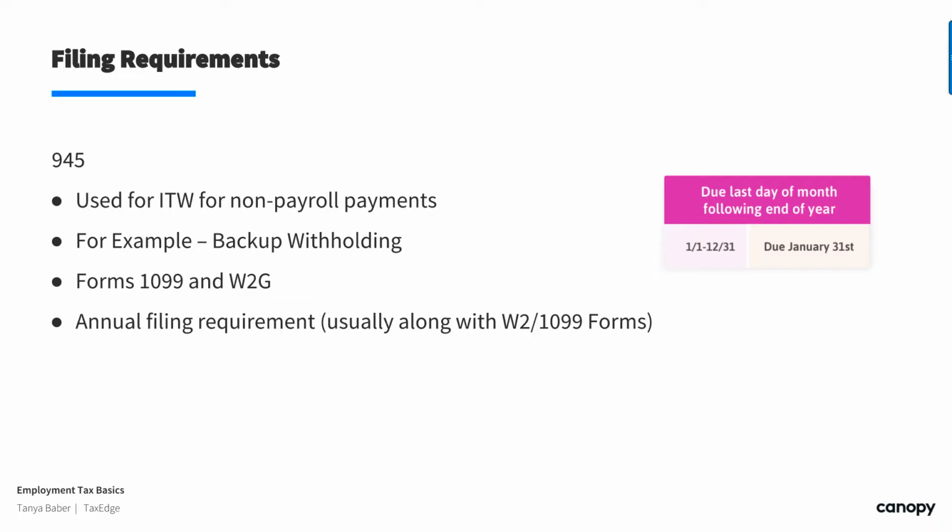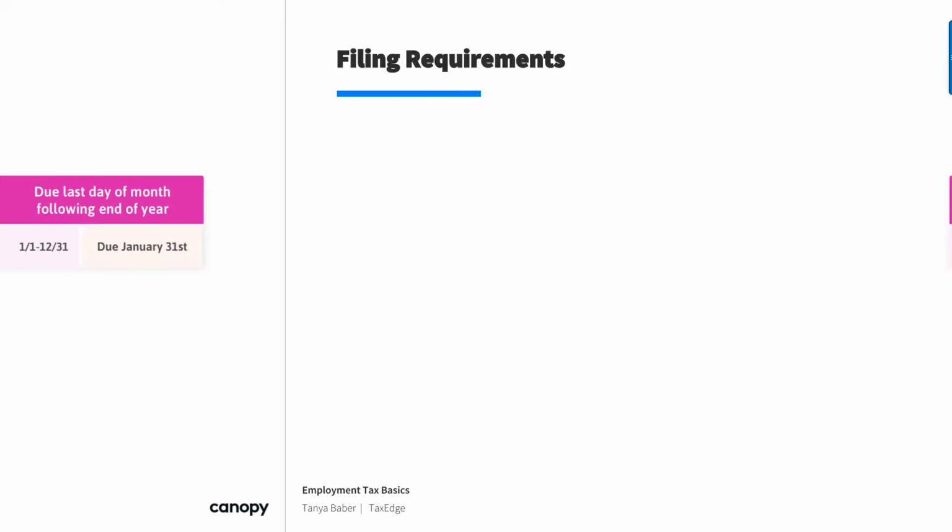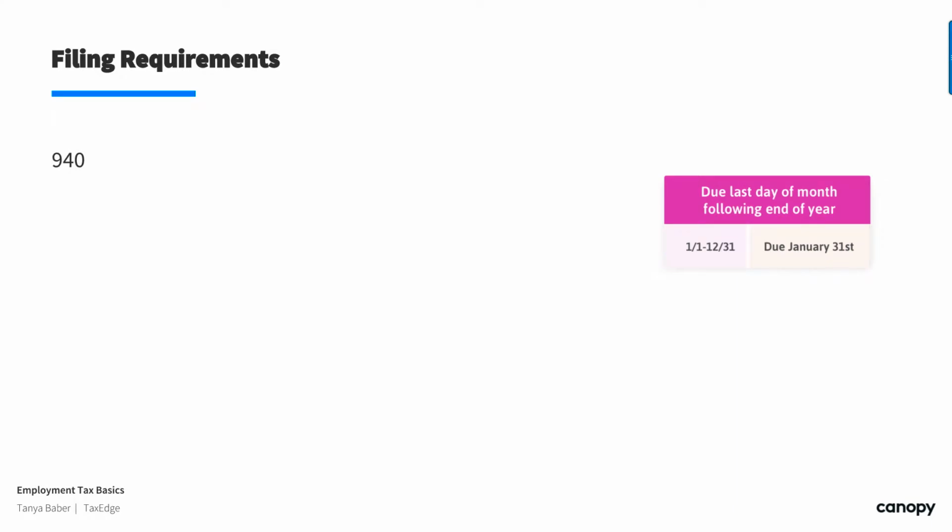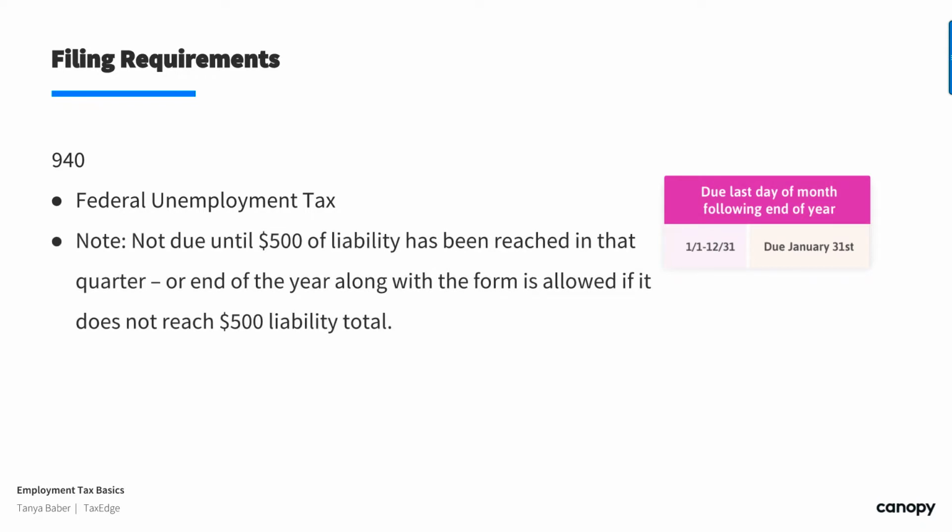So as we talk now about our federal unemployment tax, that is a 940. You're going to start seeing a theme that most of these are a 94 number. It's due the last day of the month following the end of the year for that 940. So again, we see January 31st. And this is the funny one. Again, we're going to talk about payments in a second, but I always thought this a little odd, the IRS always seems to want payments very quickly. This is the only one where payments are not due until you reach $500 of liability in that quarter.